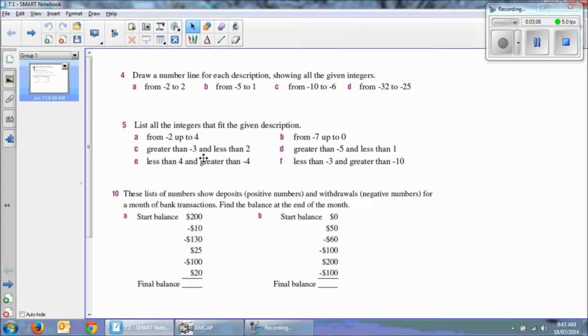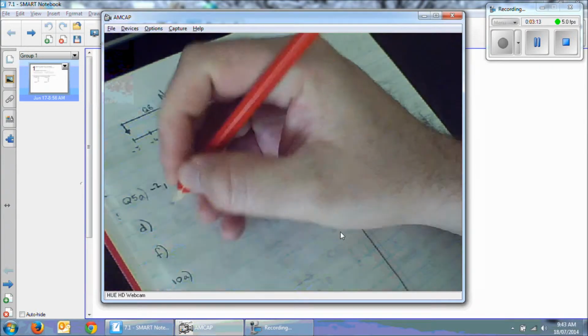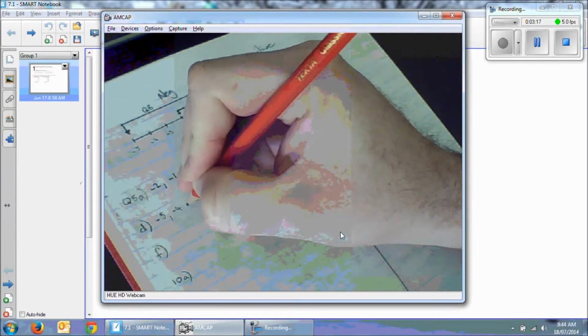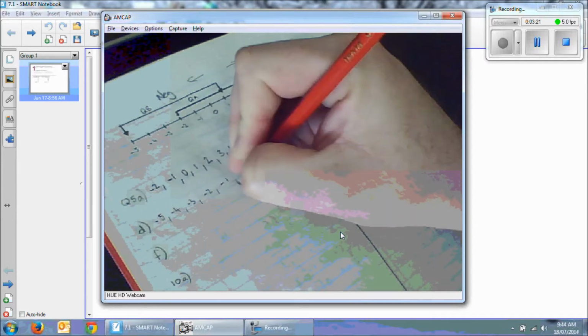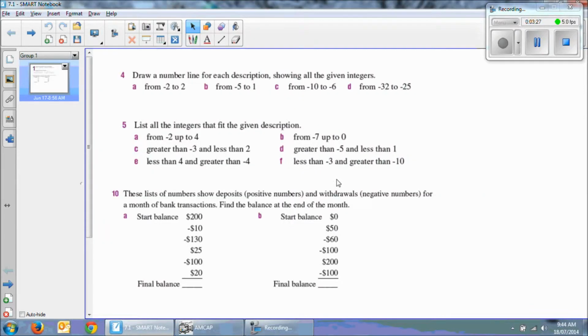Going to have a go at D, greater than -5 and less than 1. So greater than -5. So we'll start with -5, -4, -3, -2, -1, 0, and what was it? Greater than 1, less than 1. Okay, very good.